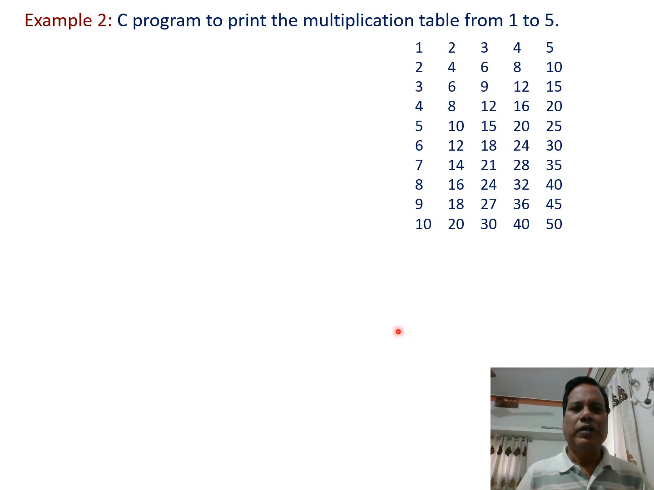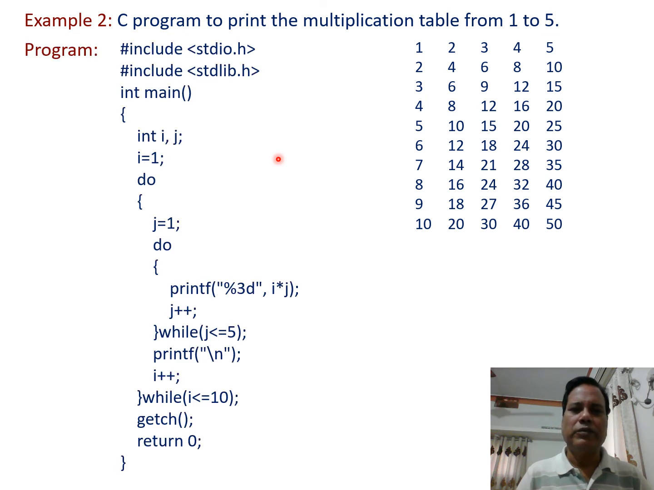Now let us take another example. In this example, we have to write a C program to print the multiplication table from 1 to 5. In this multiplication table, we see that there are 10 rows and 5 columns. So in the program, we have to set the condition to print 10 rows and in each row 5 columns. So a program can be written like this one.